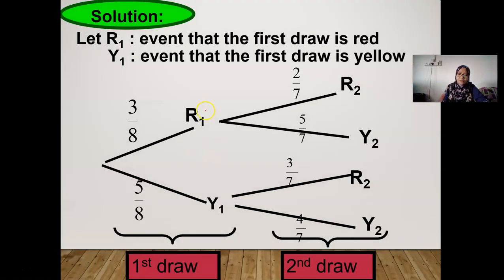And some more, the denotation, R1, Y1, it is up to you. Just now I didn't put 1 or 2, right? But it's up to you. If you want to denote R1, meaning the red color in the first row, and R2 is the red color in the second row, also can, it's up to you. No problem.